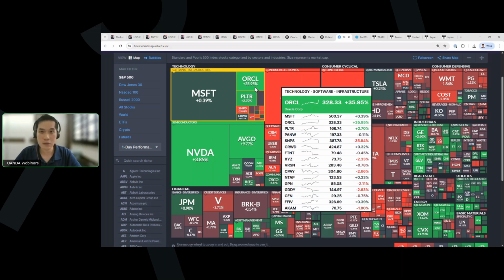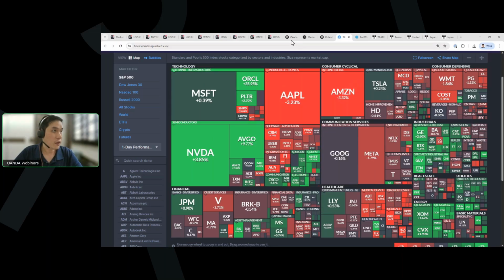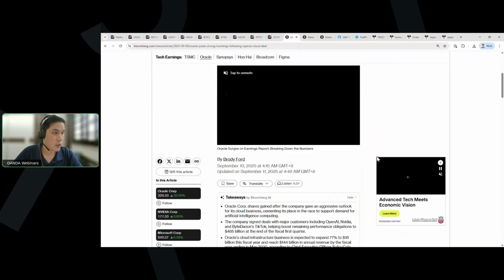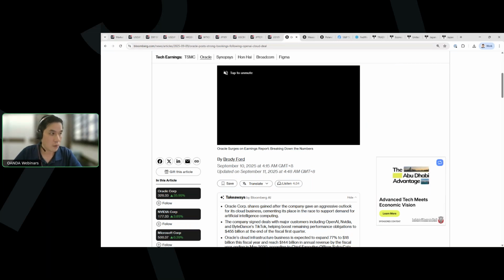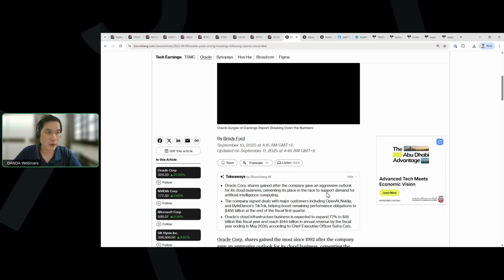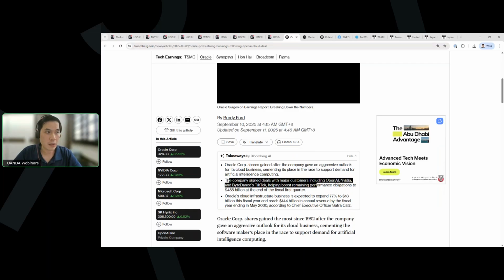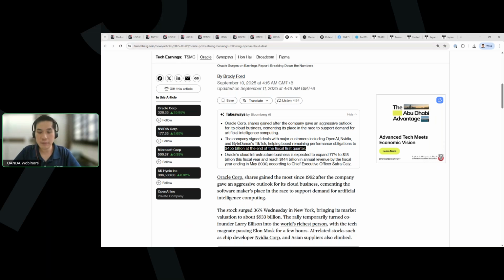So that is the biggest one-day stock rally on record based on its history. Up by positive 36% due to the fact that Oracle gave a very rosy, aggressive revenue outlook for its cloud business, cementing its place in the race to support demand for artificial intelligence computing. So the company signed deals with major customers, including OpenAI, NVIDIA, ByteDance, which is the China parent company of TikTok, helping to boost remaining performance obligation to 455 billion by the end of the fiscal first quarter. And that actually gave a lot of positive sentiment back into the stock of Oracle.